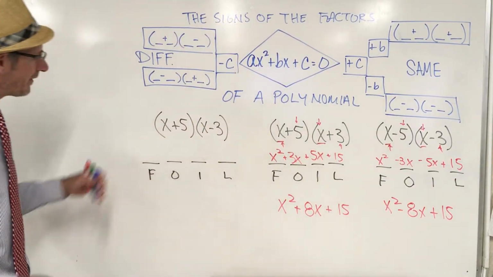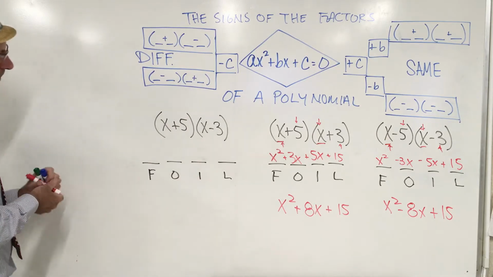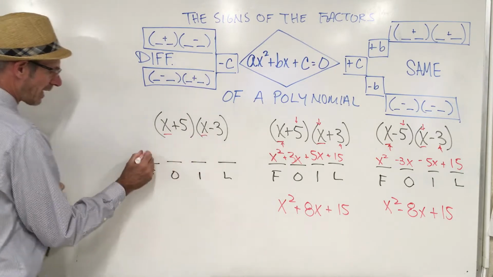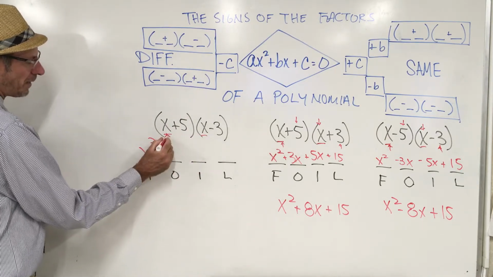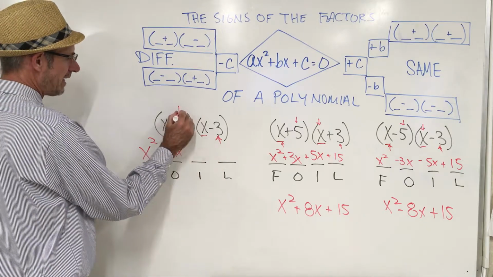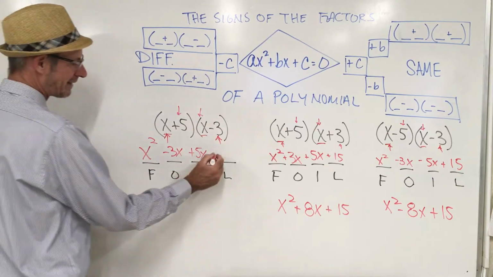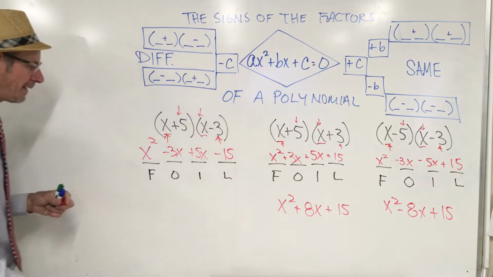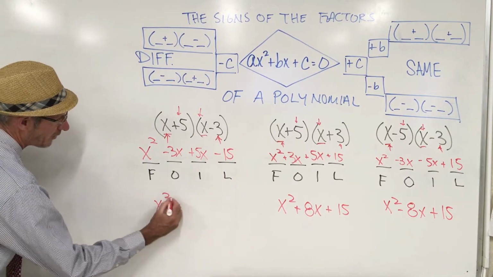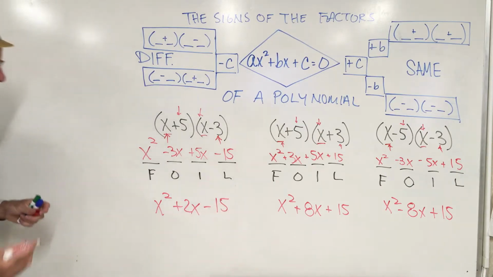All right, and finally, what if we have x plus 5 and x minus 3? When I multiply the firsts, I get x squared. When I multiply the outers, I get negative 3x. When I multiply the inners, I get positive 5x. And when I multiply the lasts, I get negative 15. So my final answer would be x squared plus 2x minus 15.